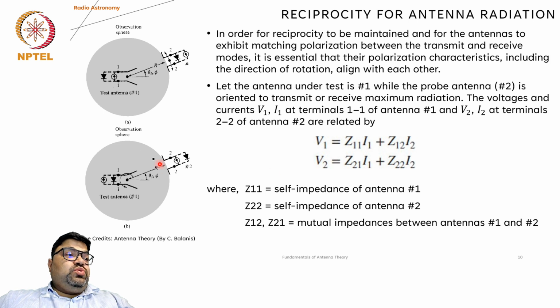Similarly, V2, which is here, in the second case where 1 is transmitting and 2 is receiving, is Z21 I1 plus Z22 I2. Okay, this is clear.